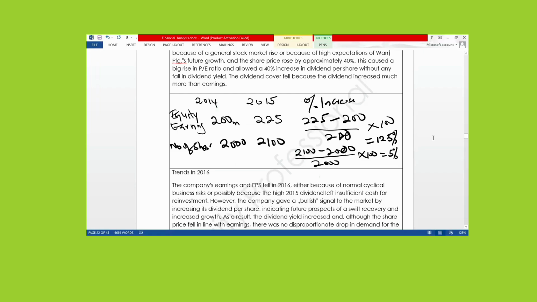This caused a big rise in earnings per share and allowed a 40% increase in dividend per share. Go and check. In 2014, dividend per share 5 naira. In 2015, dividend per share 7 naira. What is the increase in dividend per share? 40%.